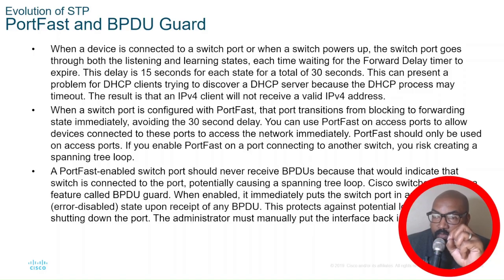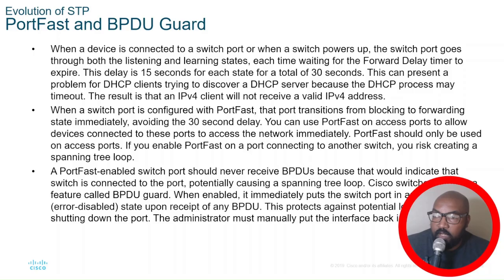This could present problems for DHCP clients during the discovery of the DHCP server, because the DHCP process may time out. So a brand new computer fires up. If there are multiple switches, it may not know where to get the DHCP information from. The result is that the IPv4 client will not receive a valid IPv4 address. You can also send me another email: if an IP version 4 client self-assigns its own IP address, what is that, and what is the name of that IP address? Very good. Send that to me.